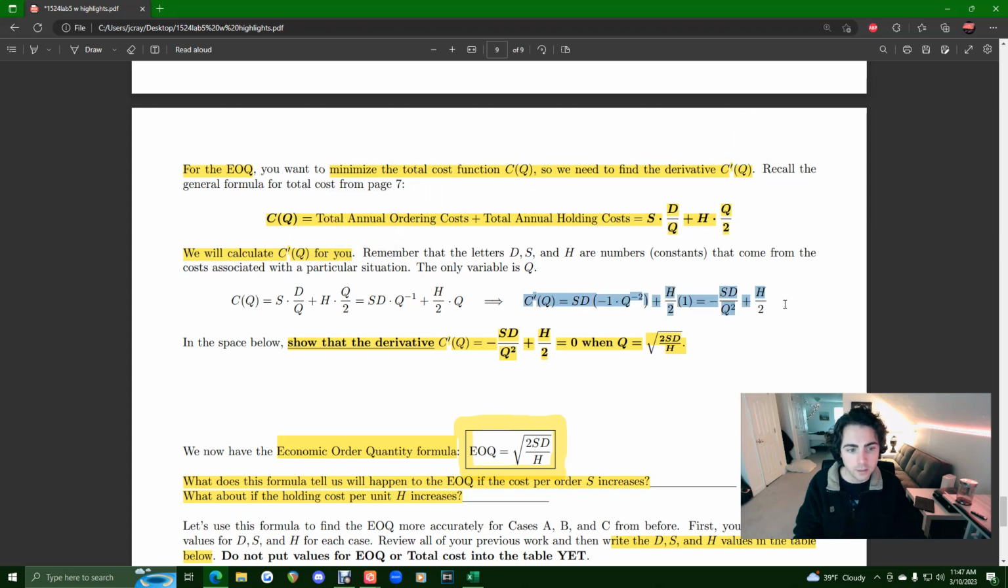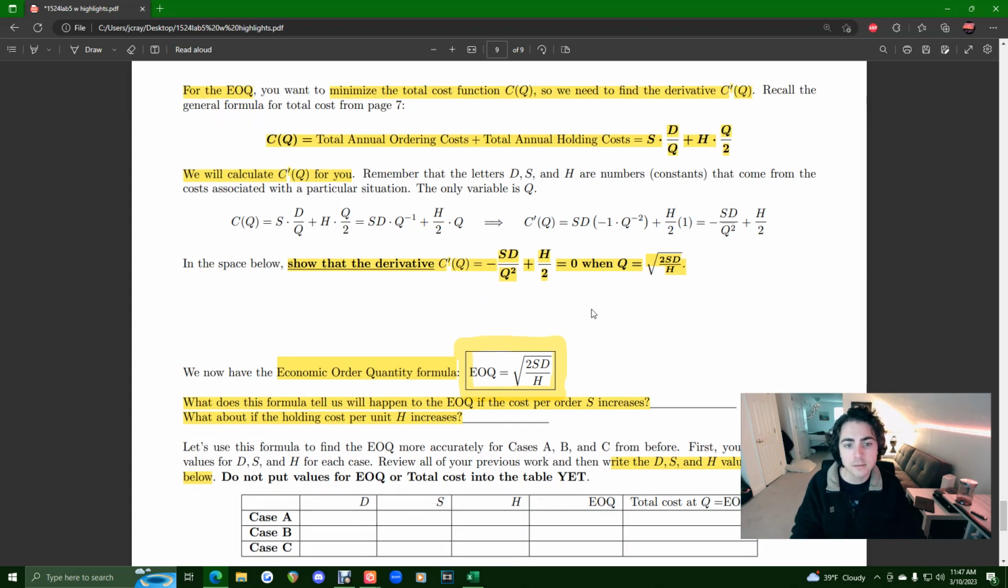So they've done that here, treating Q as the main variable and then treating S, D, and H just as constants. They don't change, right? So they found the derivative right here, and they said show that the derivative equals 0 when Q is equal to this. So what you would do is plug this square root of 2SD over H in place of that Q, and you would simplify everything and show that it equals 0.